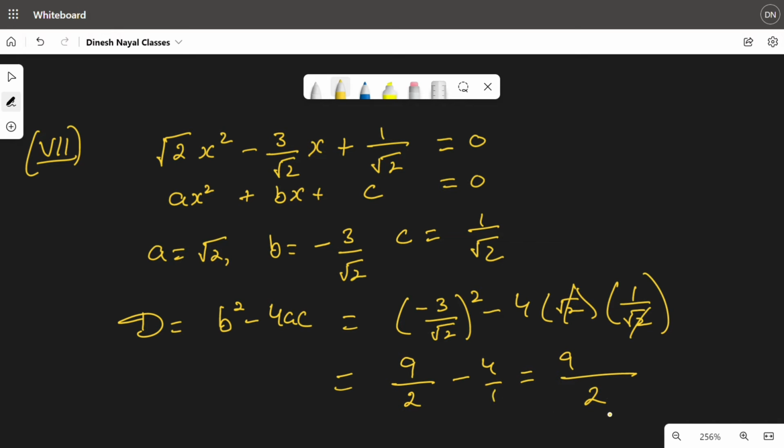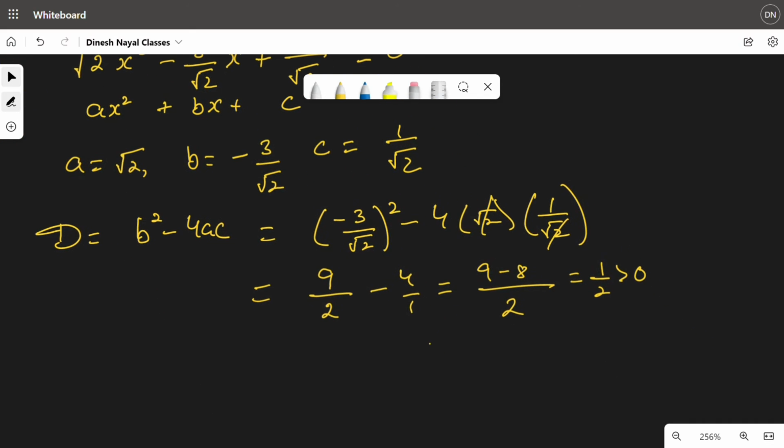So writing here at 1. So this is 9 minus 2 times 4, which is 8, which is 1 by 2, which is greater than 0. So hence discriminant over here is again greater than 0. That means it has 2 distinct real roots. So this will have 2 distinct real roots.